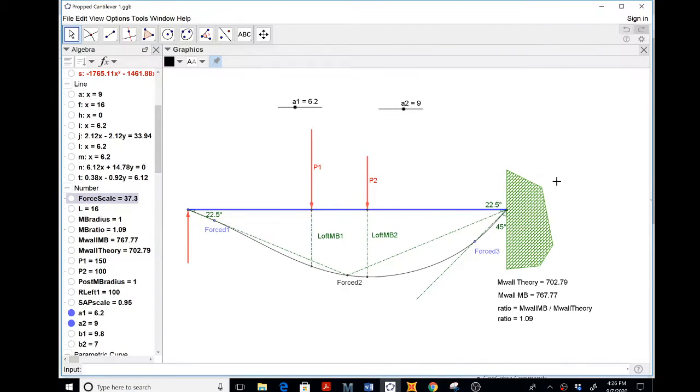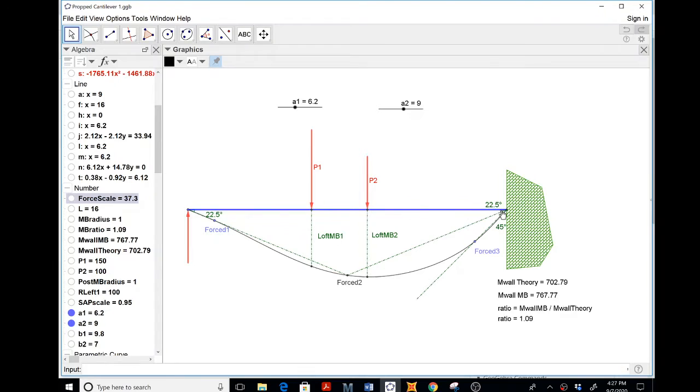Hello fans of GeoGebra. We have an indeterminate problem that we will solve without any statics whatsoever. We are post-statics here at Cal Poly. Okay, so the problem is this.